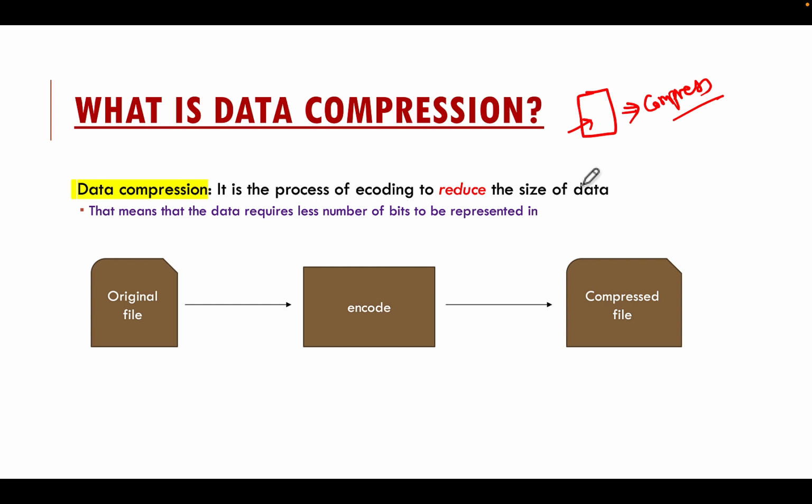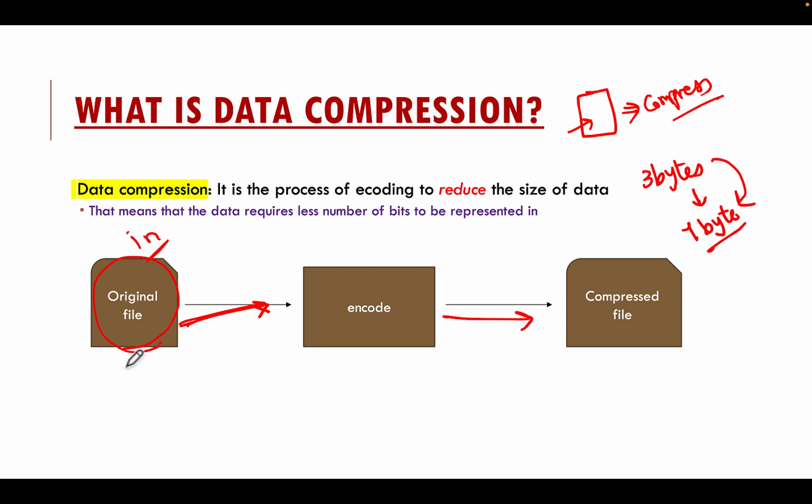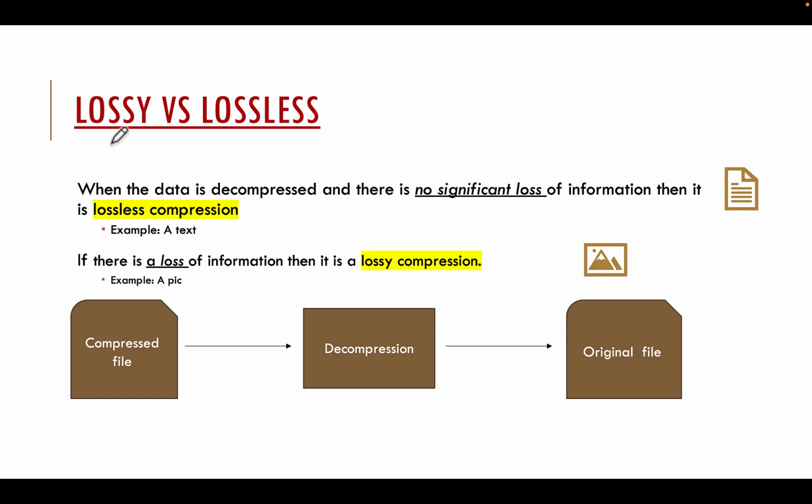For example, if one word requires 3 bytes, if you compress that data, then it might require only 1 byte. We have the original file. It will go through some encoding process and it will come out as a compressed file. The input is the original file and the output is the compressed file. We have two different types of compressions, the lossy and the lossless.